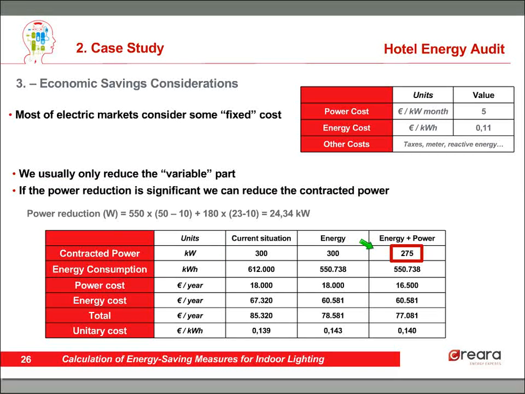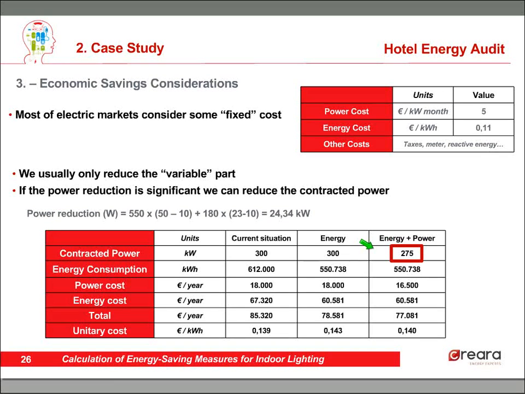Okay, and a couple of considerations. First, about the economic savings. Most electric markets consider some fixed costs. We don't only have variable costs, a cost that goes with the energy, but we have also a fixed cost. As an example, in Colombia, the energy is cheaper than in Spain. But in Colombia, all the electric energy cost is variable. It goes with the energy. While in Spain, some part of the cost is fixed. It depends on the power contracted. It doesn't depend on the consumption.